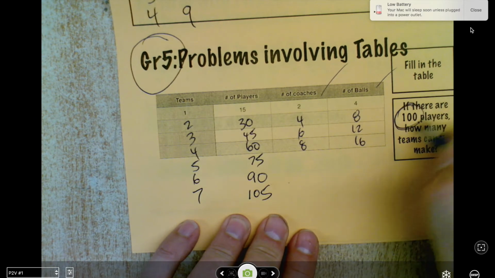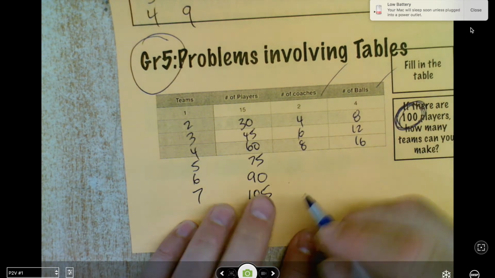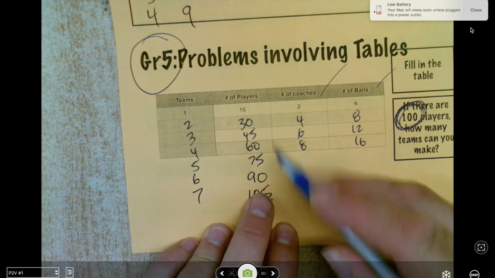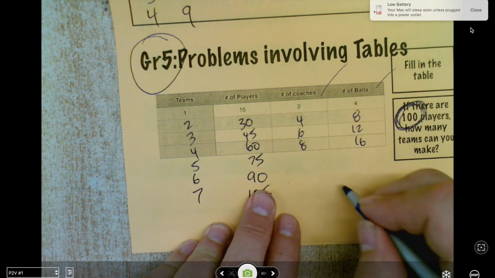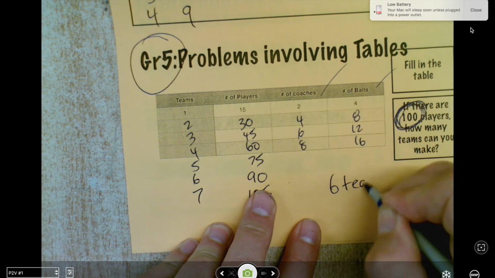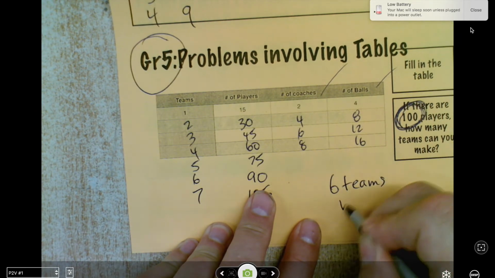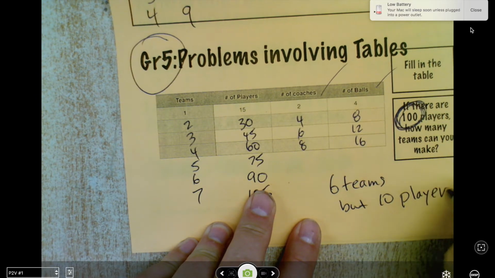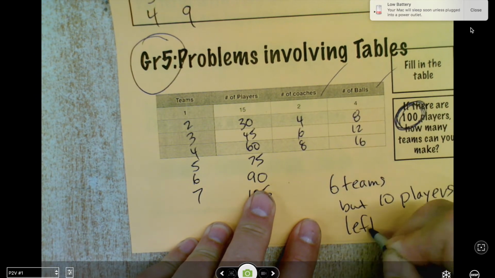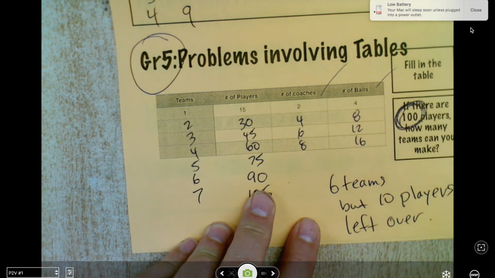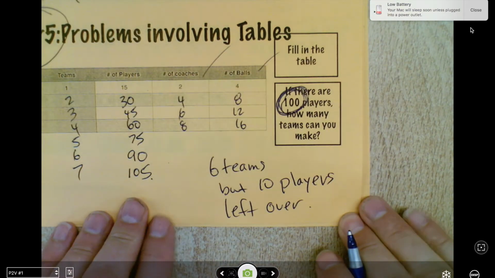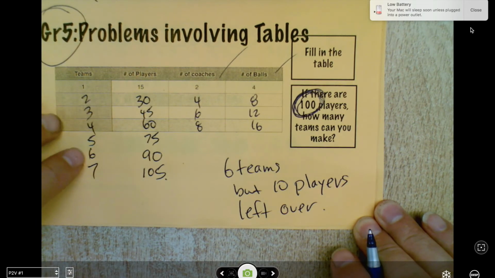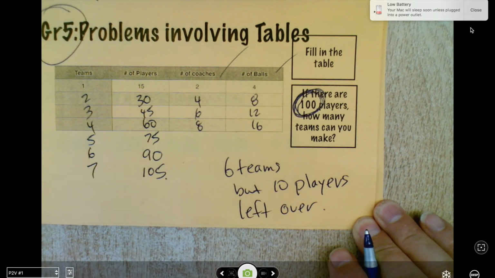I only have 100 players. So how many teams can I make? Well, I can't really make 7 full teams the way it's written here. So my answer will be I can make 6 teams, but I'm going to have 10 players left over. So that would be a suitable answer for that. If I have 100 players, how many teams can I make? I can make 6 full teams, plus I've got 10 players left over.